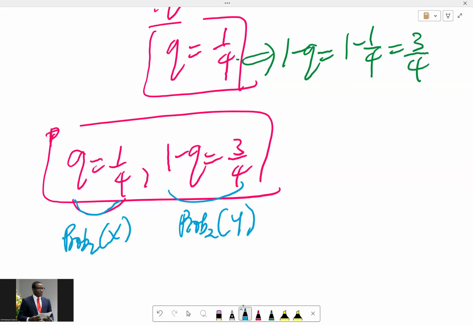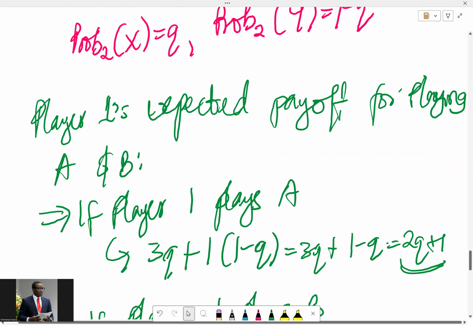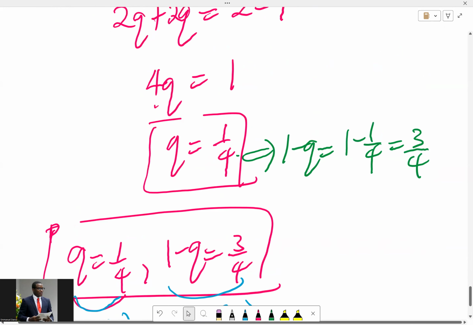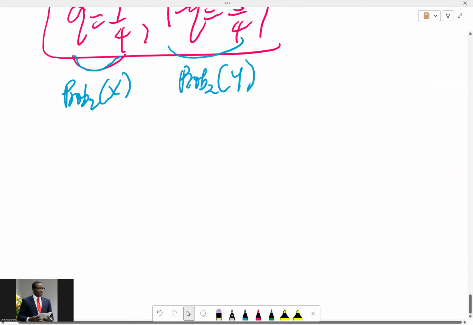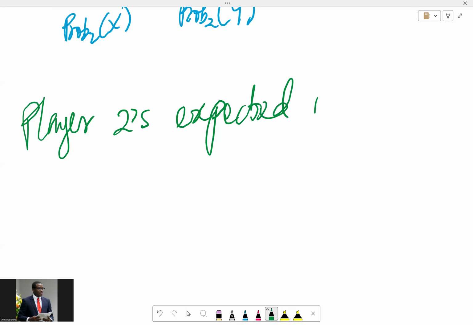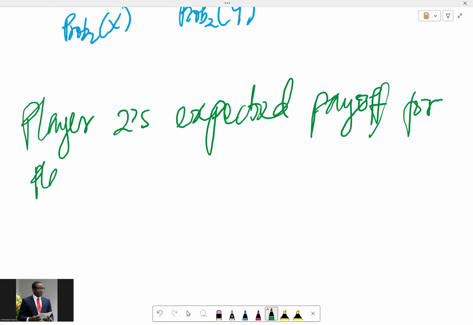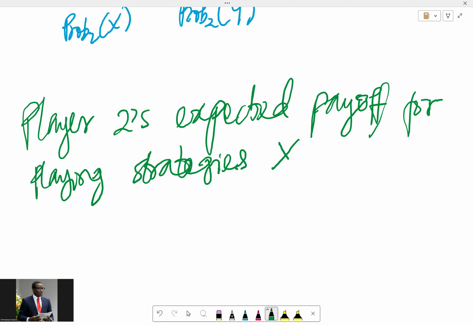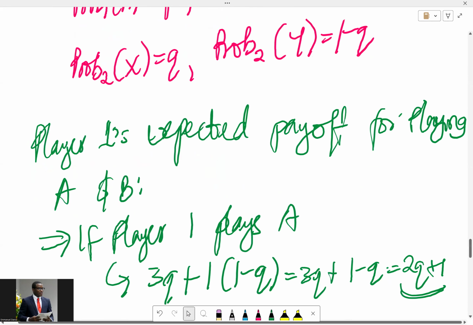Then we now go on. That is for player 1's expected payoff for playing A and B. So let's look at player 2's expected payoff for playing strategies X and Y. Okay. So we go and do the same thing.